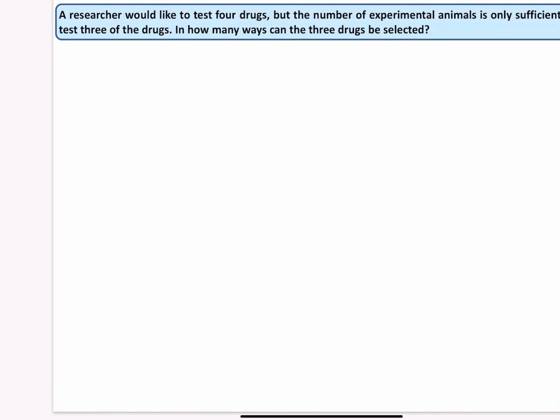So here, if we look at this example, a researcher would like to test 4 drugs. So this is k for n, the total number. Oh, this is the total number for drugs. So 4 drugs will be n, n equals 4. But the number of experimental animals is only sufficient to test 3 of the drugs. So k is 3. Does it matter which animal will be tested with which one? No. So in how many ways can the 3 drugs be selected?